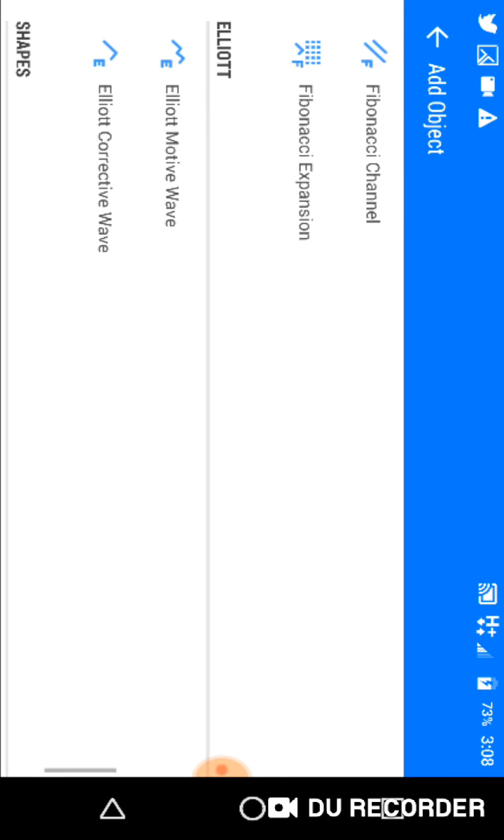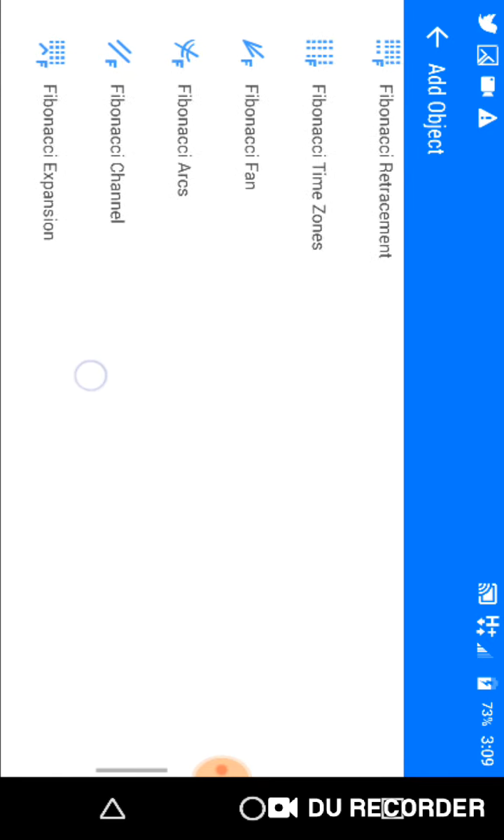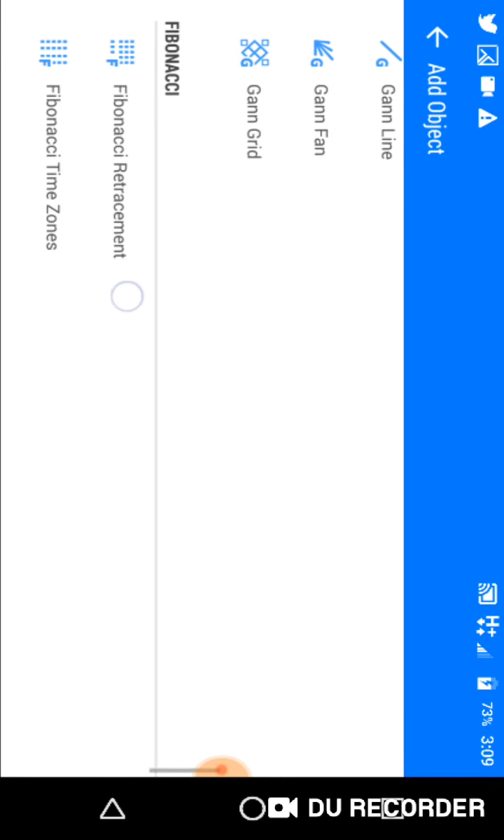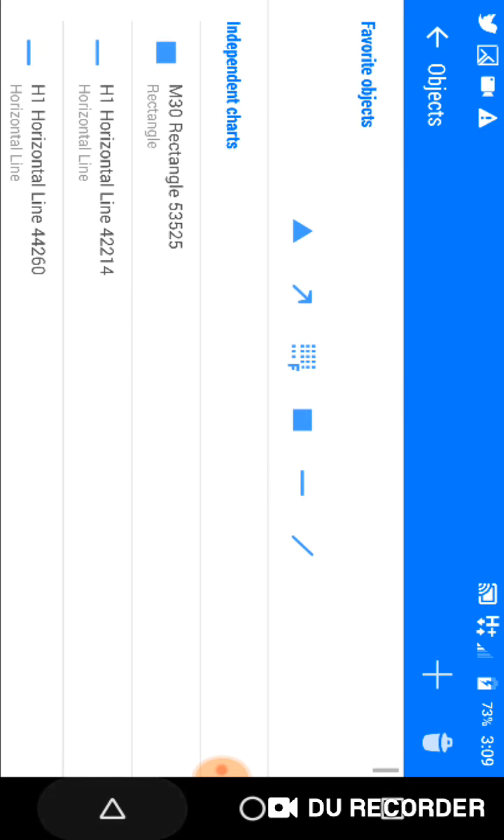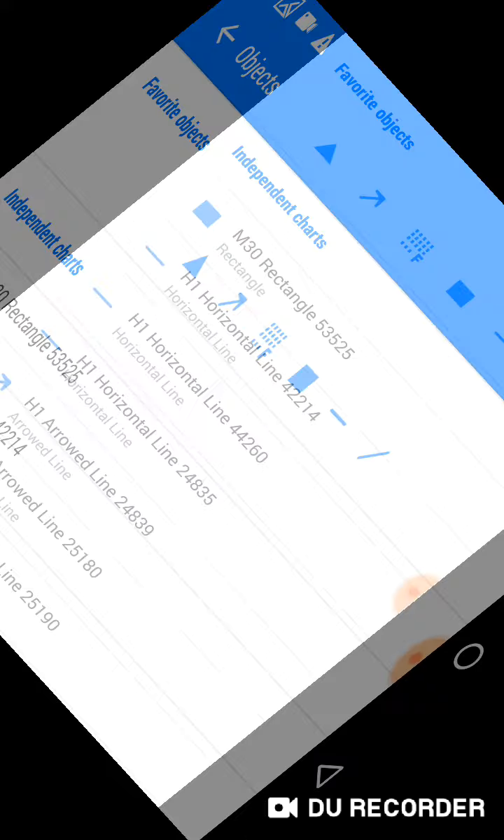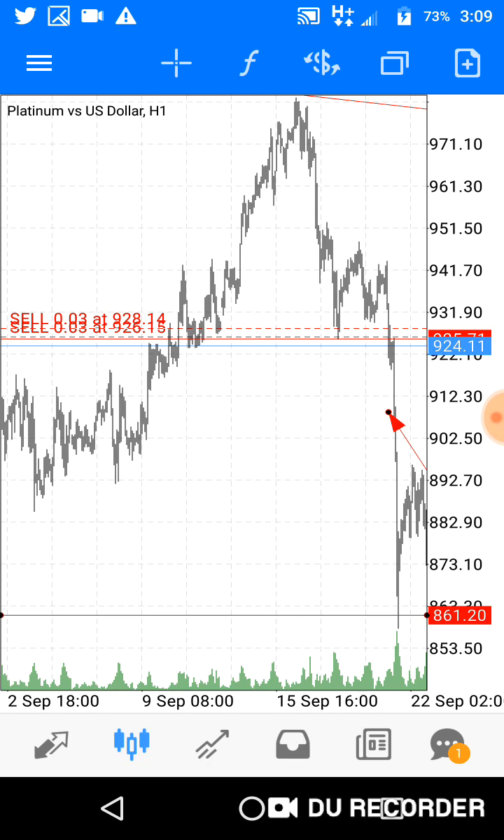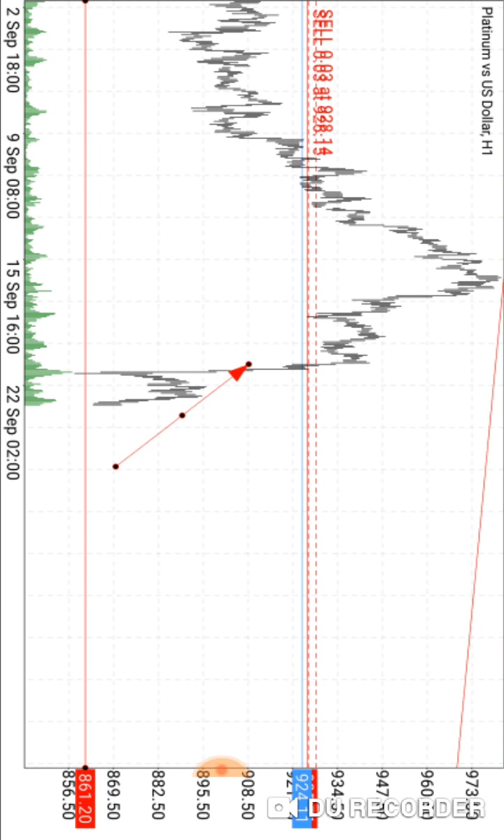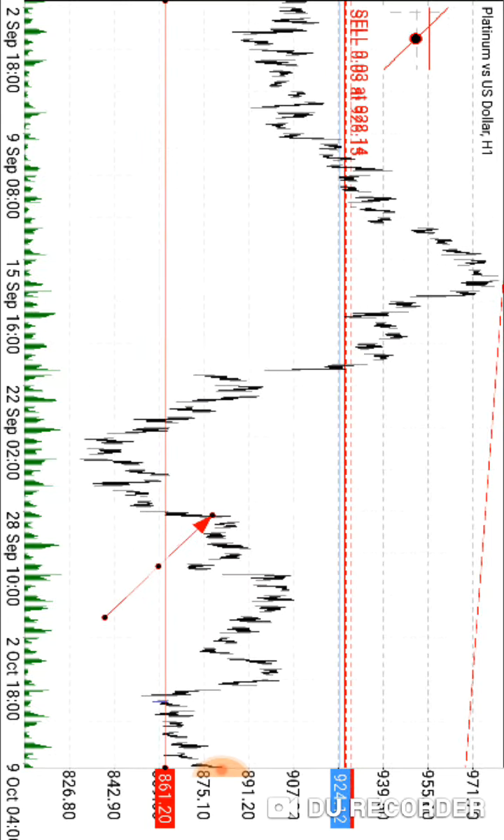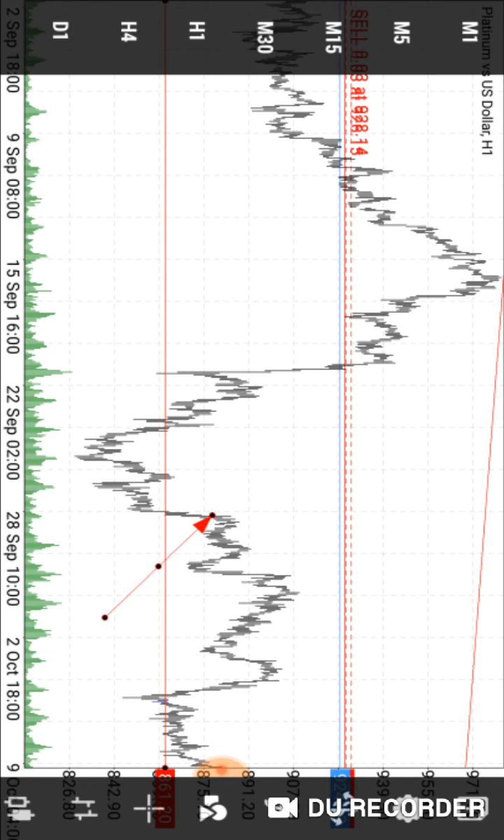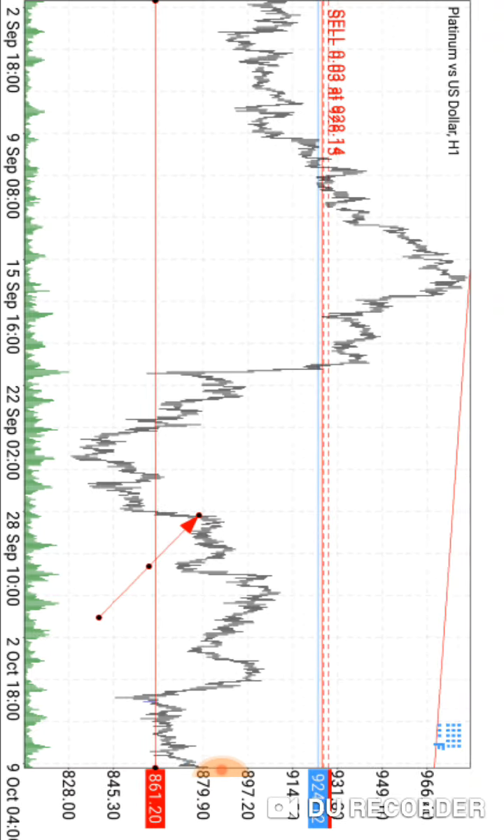Fibo, you have to go to this area and then pick this first one, if you don't have it on your tools, on your toolbox. Okay, now I'm picking my Fibo here.